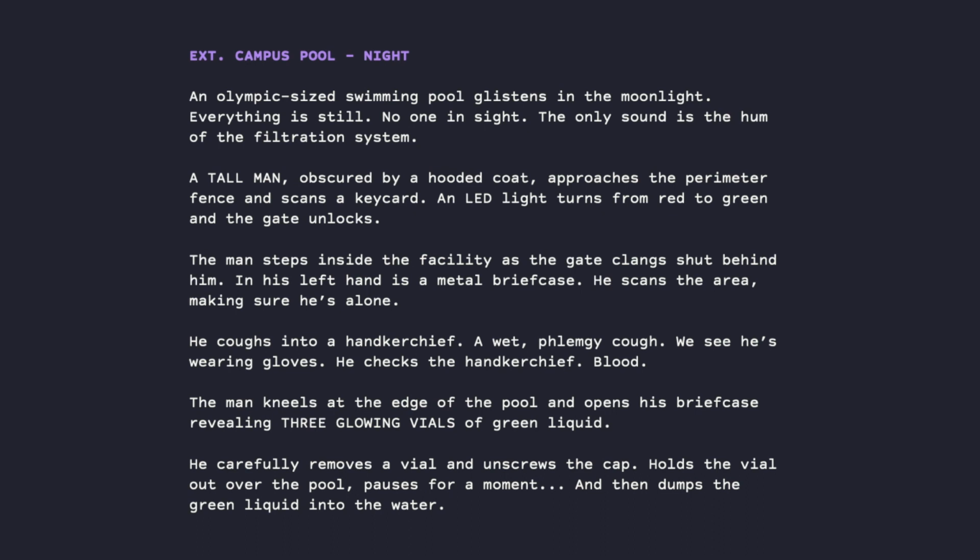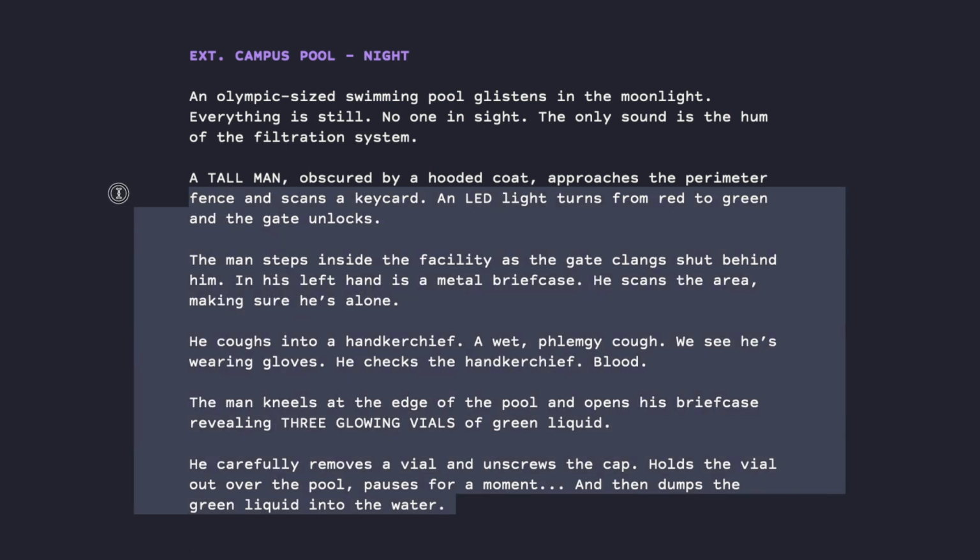He coughs into a handkerchief, a wet, phlegmy cough. We see he's wearing gloves. He checks the handkerchief. Blood. The man kneels at the edge of the pool and opens his briefcase, revealing 3 glowing vials of green liquid. He carefully removes a vial and unscrews the cap, holds the vial out over the pool, pauses for a moment, and then dumps the green liquid into the water.